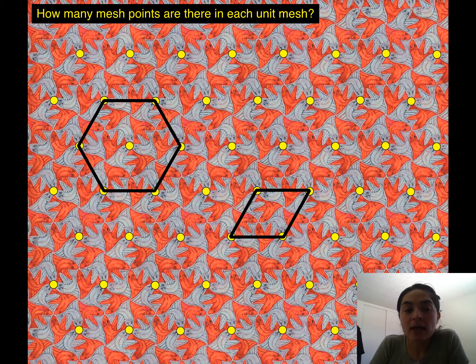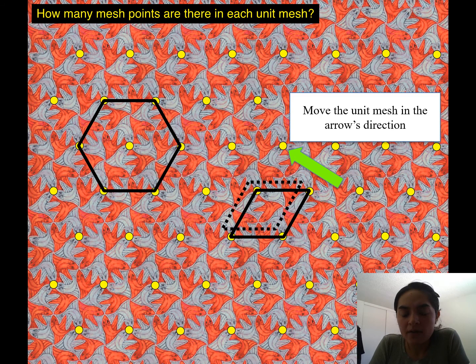So we're asked how many mesh points are there in each of the unit meshes. We identified this to be the primitive unit cell, and like I said before, it has one mesh point. Because this would be basically 120 degrees, it has two 1/3 and two 1/6, because 60 degrees of a point would be 1/6. We have two of those that make 1/3, and that would make one mesh point.